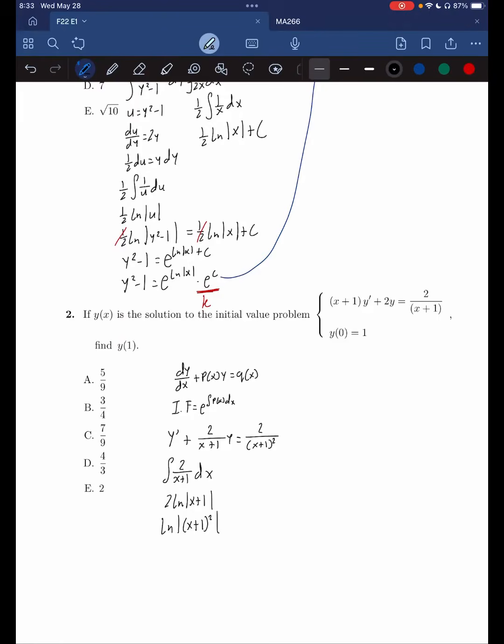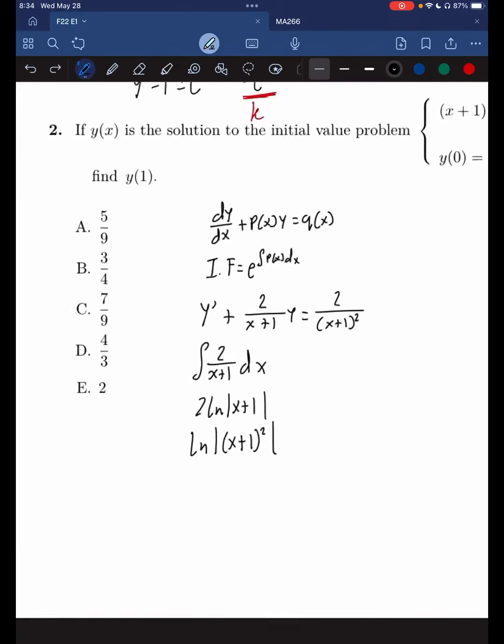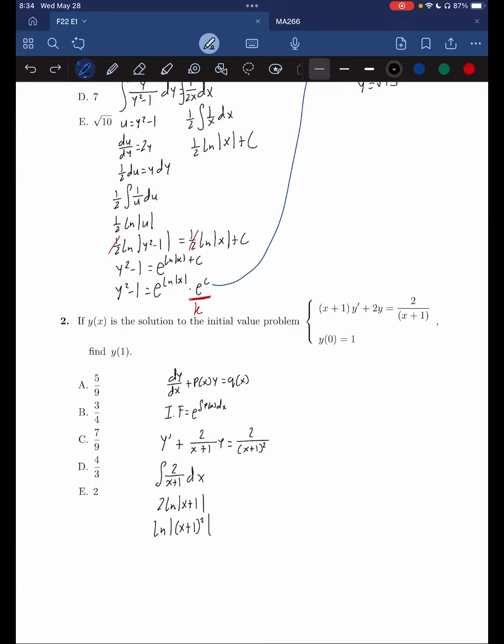Now we're not done. Our integrating factor, as you can see, is e raised to this. And as I mentioned earlier, e raised to the ln of anything is just going to be whatever is inside your ln. So our integrating factor is equal to (x plus 1) squared. So now, what do we do next? I'll move my work up here. We do y times our integrating factor, which is (x plus 1) squared.